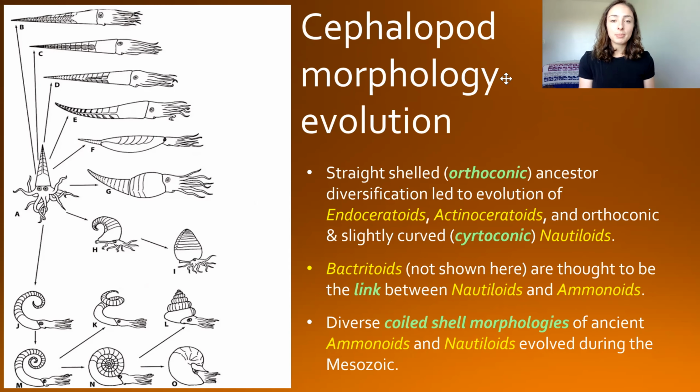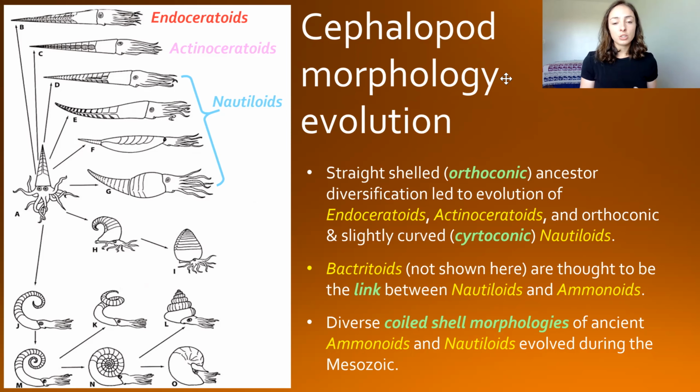Now let's talk a little bit about cephalopod shell morphological evolution. Like we already talked about, most of the subclasses do have orthoconic or straight shells, such as the Endoceratoids, the Actinoceratoids, and a lot of the nautiloids, which also include slightly curved or cyrtoconic shells. And Bactritoids, which are actually not shown on this figure, also have orthoconic or straight shells, and this group is thought to be the link between nautiloids and ammonoids.